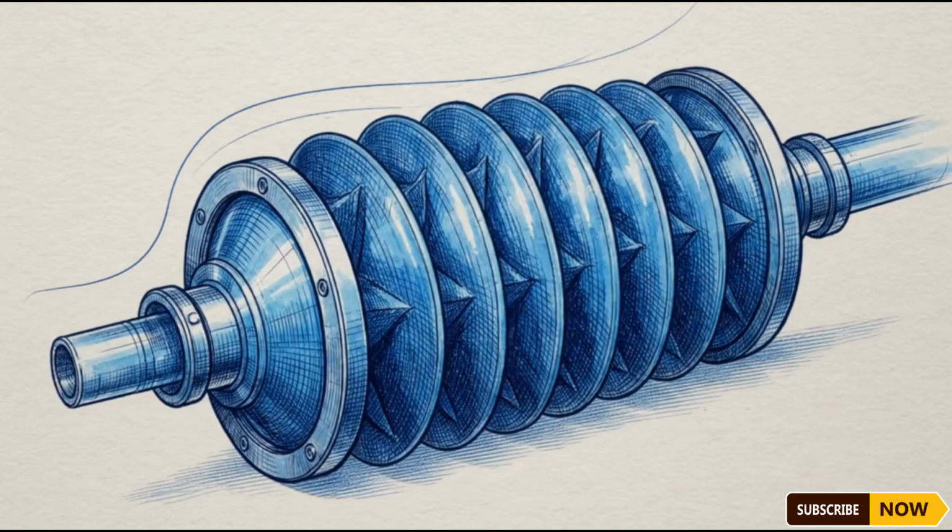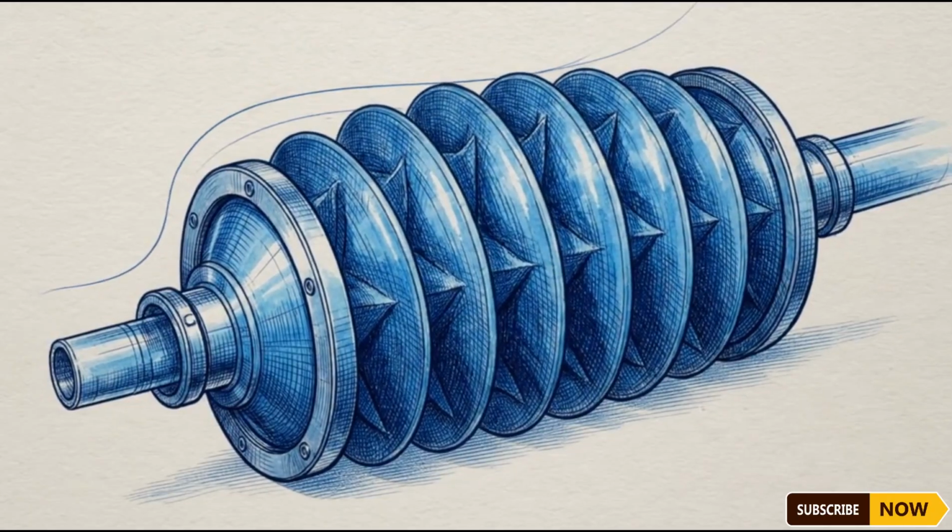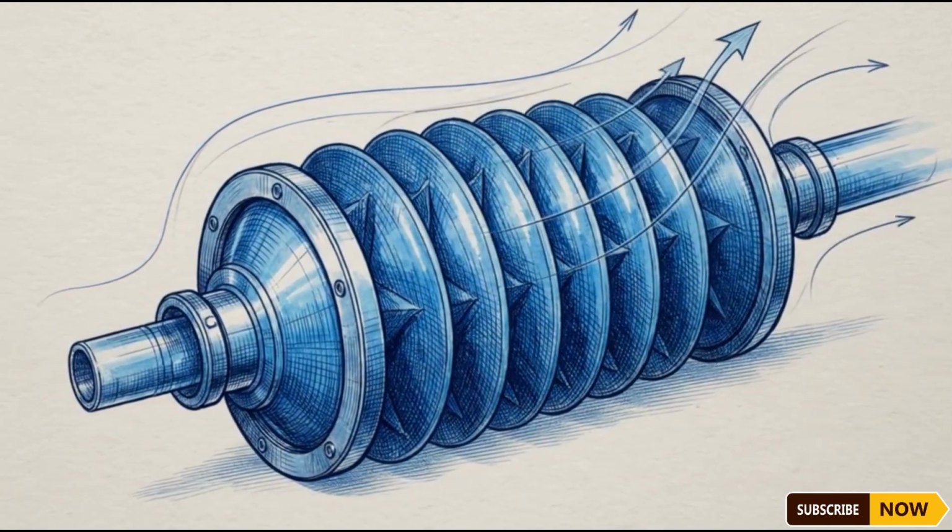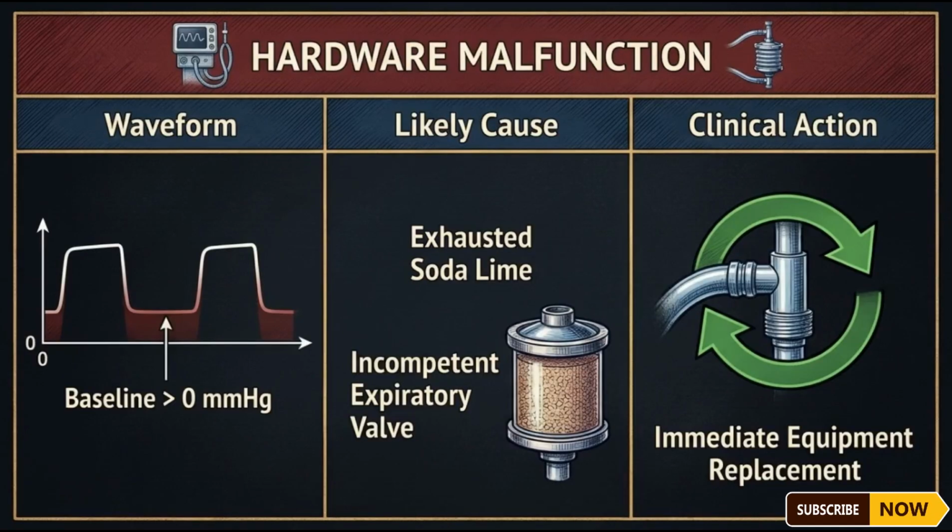Now consider the opposite scenario. The patient's lungs are perfectly healthy, but the life support machinery attached to them is failing. We map hardware malfunctions using the same matrix, but examining entirely different parts of the breath cycle. First, the equipment failure profile. Notice how the trough of the wave never returns to the baseline before the next breath begins. Clinically, a baseline resting above 0 means the patient continuously rebreathes their own expelled carbon dioxide. Ruling out lung pathology entirely, the culprit is an exhausted soda lime canister or incompetent expiratory valve. To prevent toxicity, replace the equipment immediately.